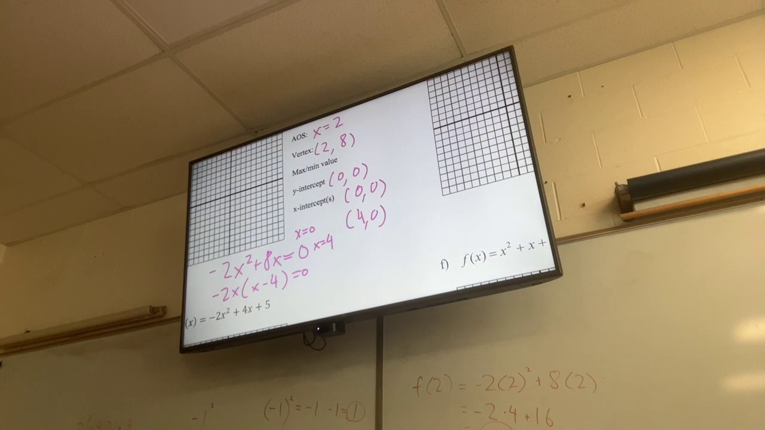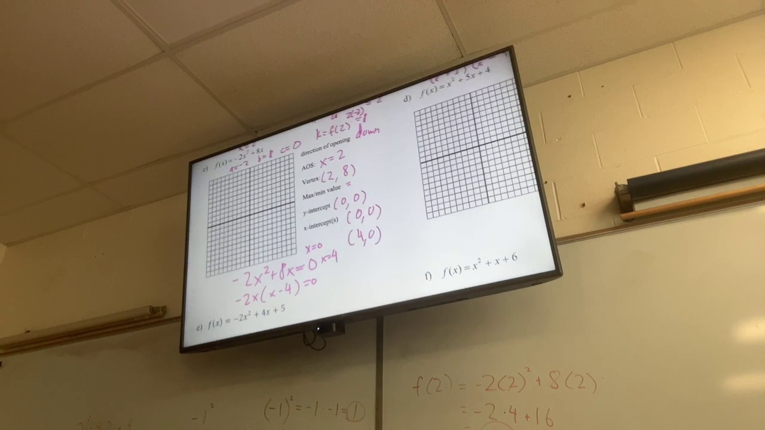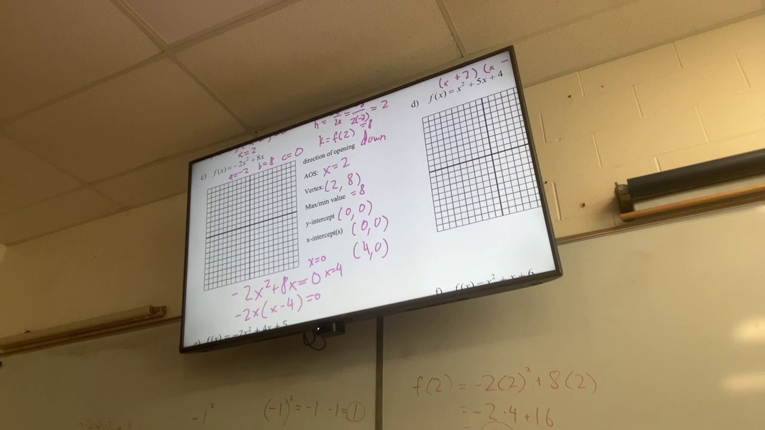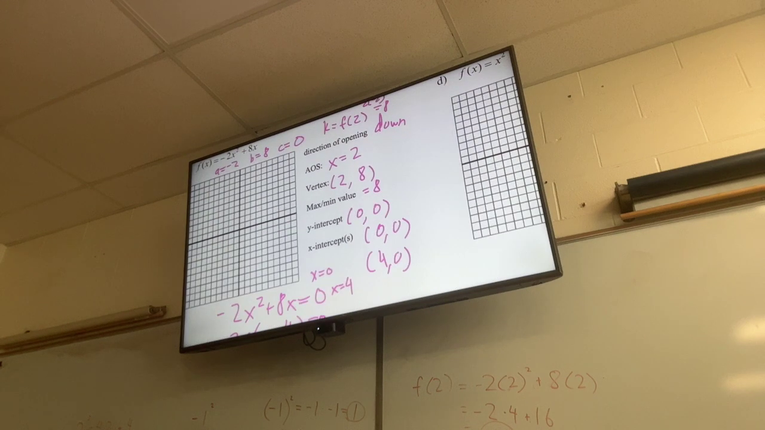What's my maximum value going to be? K. It's going to be 8. It's always the same as K. And then plot these 4 points. Connect the dots. So look at my parabola. Is that 8 a max or a min? 8 is a max.